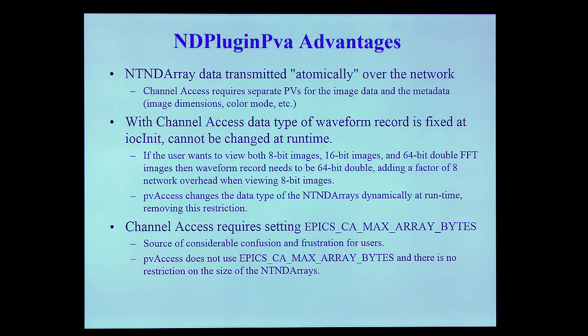But coming back to the question of why would you use PV access versus channel access? This is the summary of why I think it's a good idea to use PV access. First of all, the data is transmitted atomically over the network. Channel access is very limited. It only supports one-dimensional waveforms, one-dimensional arrays. So we've got to take our two-dimensional or n-dimensional array, collapse it to a single dimension, and then there's other PVs that say what's really the x dimension, what's really the y dimension, potentially the z dimension, what's the data type?